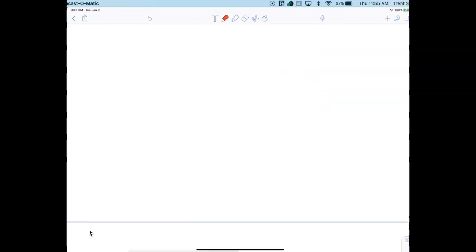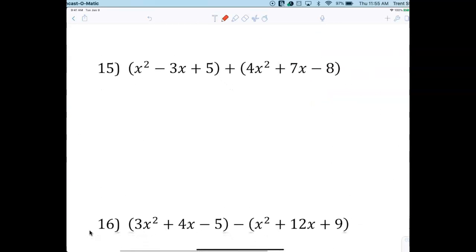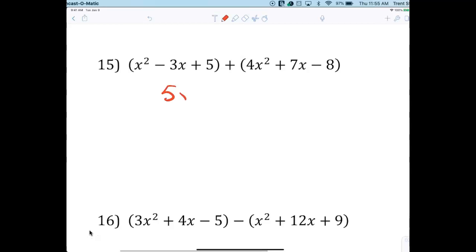Okay. 15. 5x squared plus 4x minus 3. Any issues?